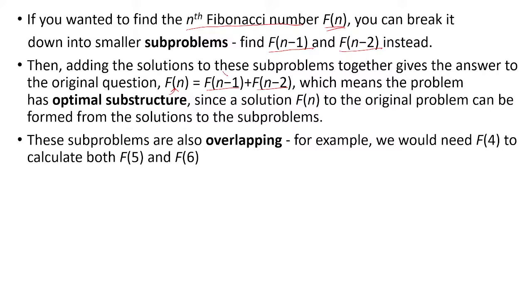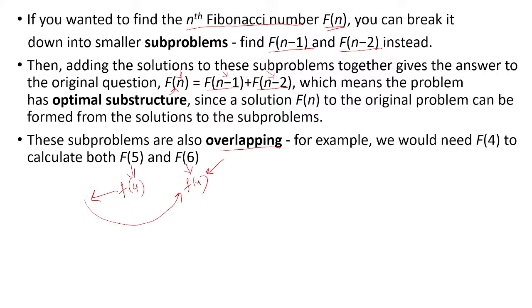That means if you know the optimal solution of this subproblem and this subproblem, then adding these solutions gives the optimal solution for the given problem. These subproblems are overlapping. Why is it overlapping? For example, we would need f of 4 to calculate both f of 5 and f of 6. Yes or no? In f of 5, we need to calculate the f of 4 value. In f of 6 also, we need to calculate the f of 4 value. So it is overlapping. If you have stored this value somewhere, preserved this value, then there is no need to calculate here again. You can use that solution here.